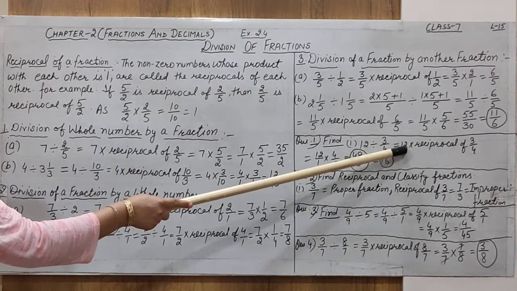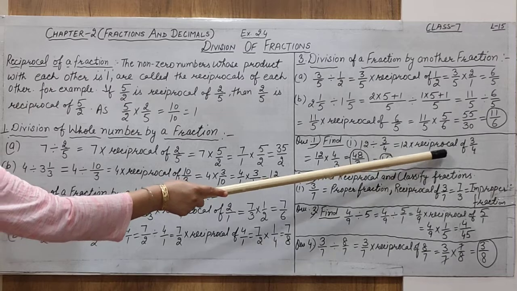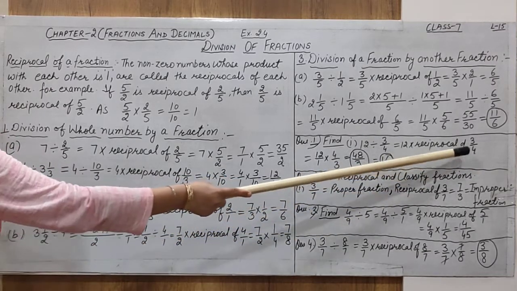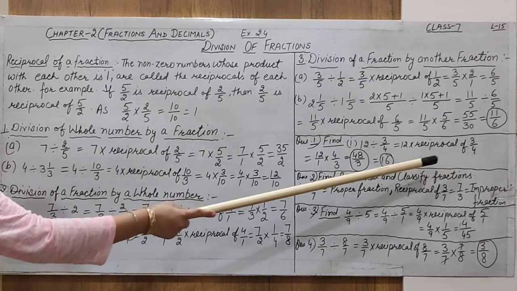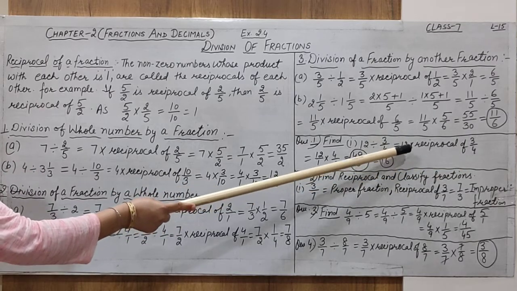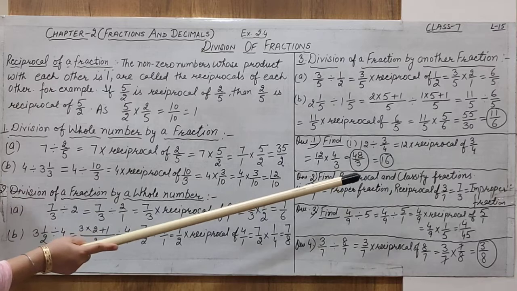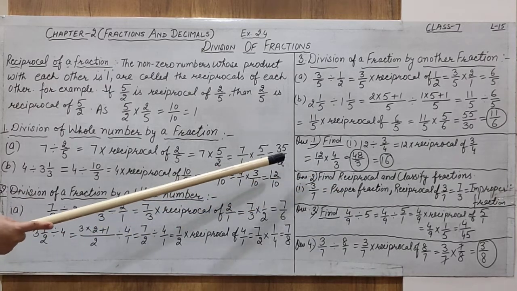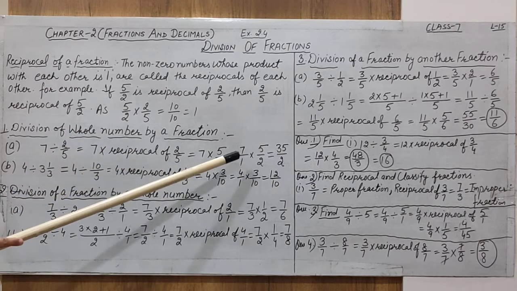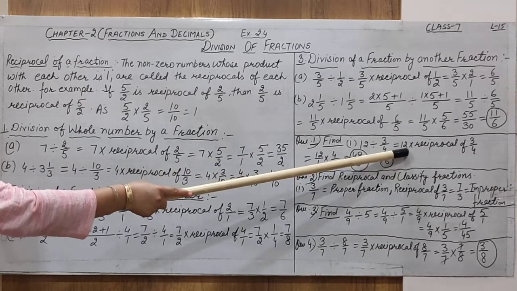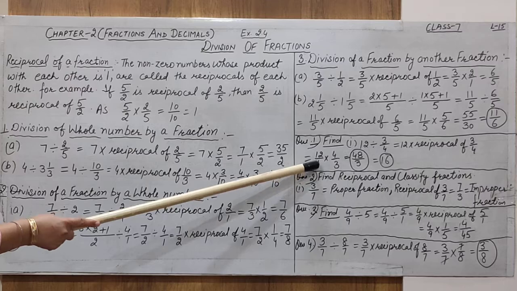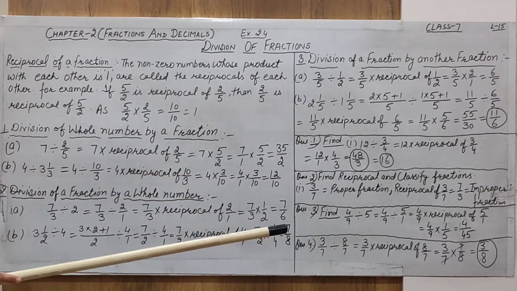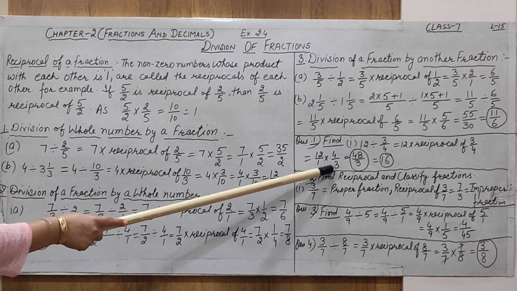So we have to multiply this whole number with the reciprocal of the fractional number, that is 4 by 3. But we have to change this whole number into a fractional number for the multiplication, as we have done in this question. So change this whole number into fractional form, that is 12 by 1, and multiply it with the reciprocal of 3 by 4, that is 4 by 3.